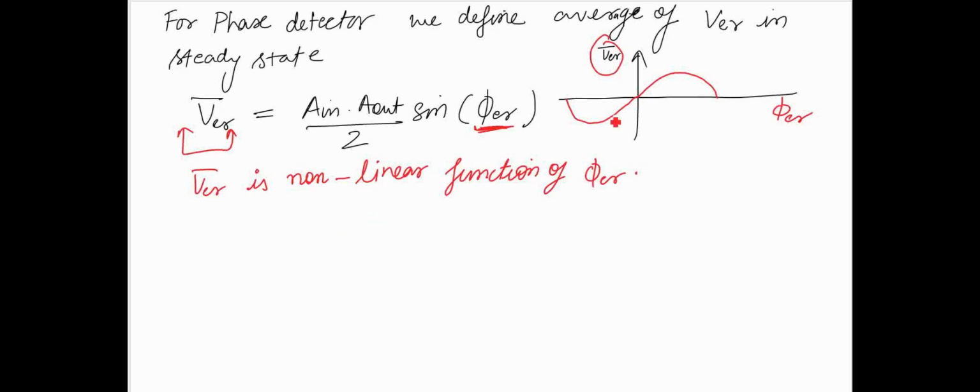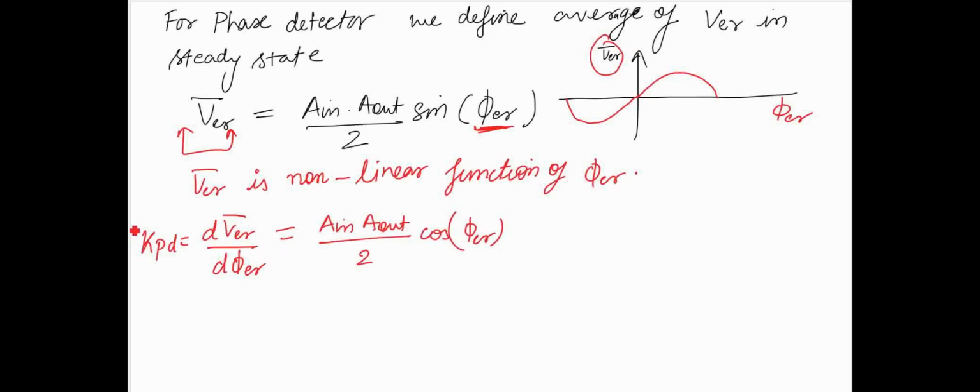Now, if I want to calculate the gain of this, how will we calculate? This is KPD, and we have to take the differentiation of it with respect to phi error, right? So this is the gain.